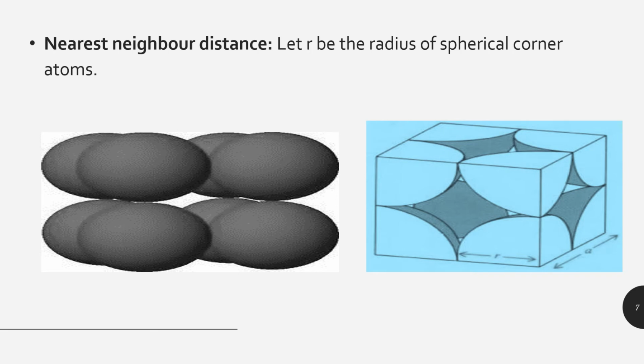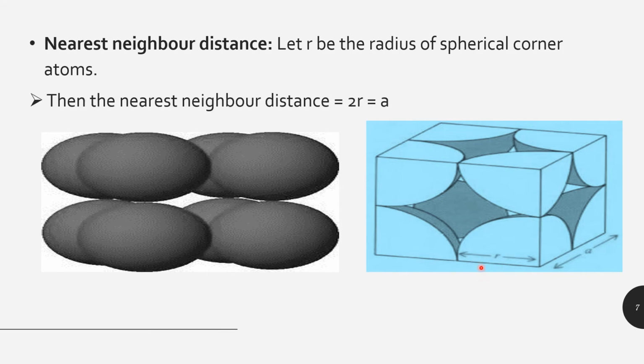Now we will find the nearest neighboring distance. Let r be the radius of an atom. The nearest neighboring distance is the distance between the centers of two nearest neighbors. So this r plus this r is the nearest neighboring distance. That is 2r, and this 2r is actually the length of one side, that is a. So the nearest neighboring distance 2r is equal to a.